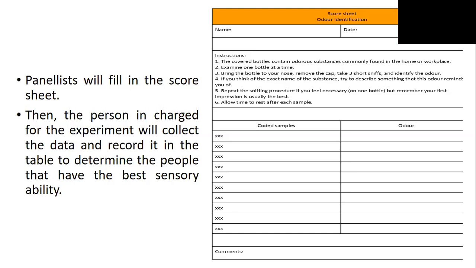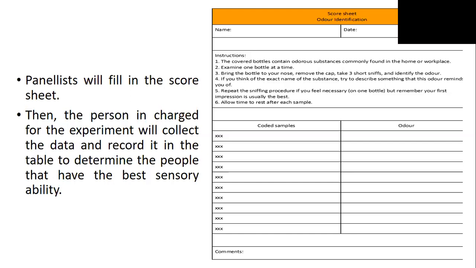Okay, so let's say here we have 1, 2, 3, 4, 5, 6, 7, 8, 9, 10. So each panelist is provided with 10 samples, which are labeled with 3-digit coded numbers, each different. Okay, why do you use code numbers? We use coded numbers because we don't want the panelists to be biased, to get some idea about the sample.